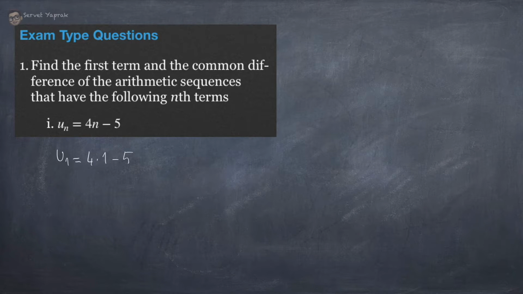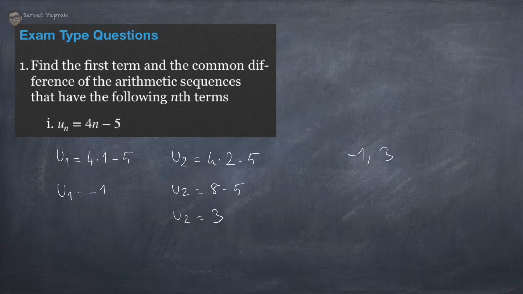So u1 equals 4 times 1 minus 5. So 4 minus 5, the first term is found as negative 1. If we substitute 2 to find the second term, 4 times 2 minus 5, so second term 8 minus 5 equals 3. So our first term is negative 1 and the second term is 3. Since we have two terms, we can find the common difference. Negative 1 to 3, the change.